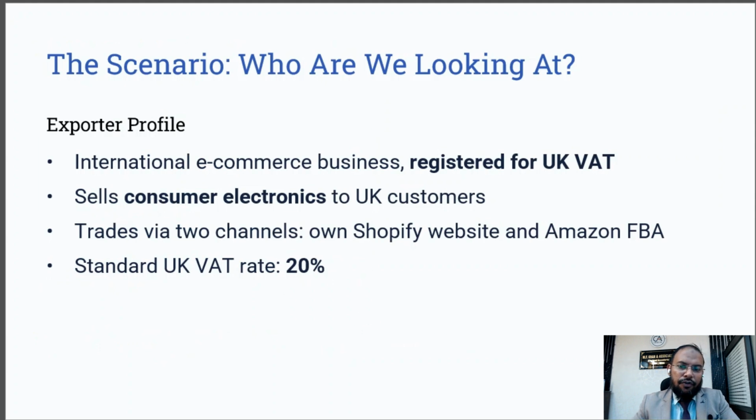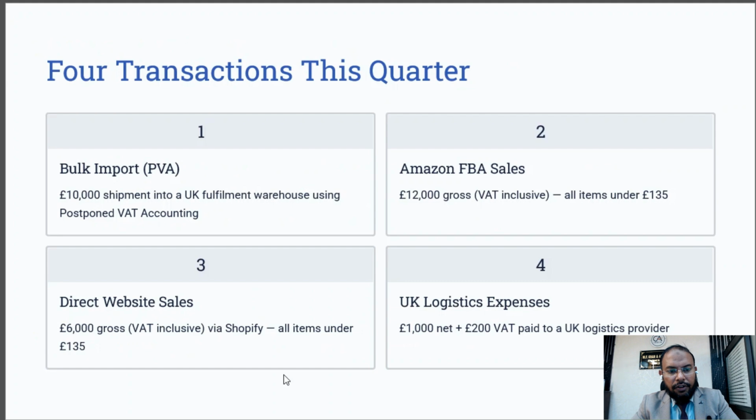Suppose there are four types of transactions in this quarter. The first transaction is bulk import. If you are an Indian or Dubai exporter, you need to send your goods to the Amazon warehouse in the UK. That is called the Amazon FBA concept. So if you are exporting goods from your home country to the UK, it is considered a bulk import in the UK. In my example, this transaction is a 10,000 pound shipment into the UK. I hope it is clear.